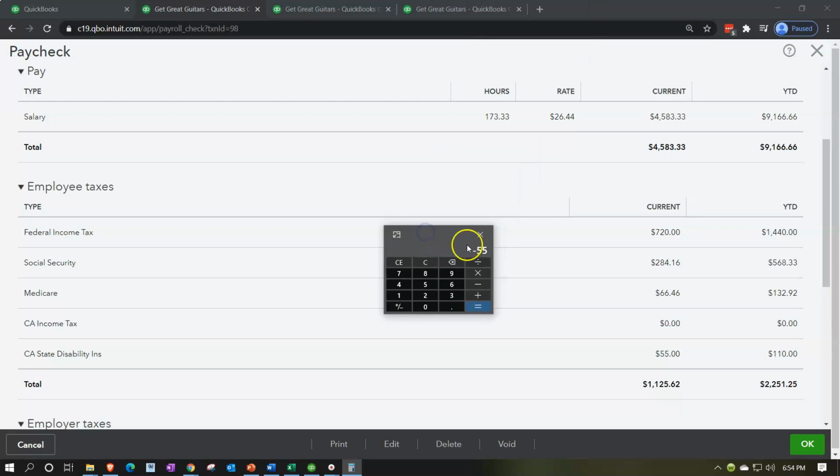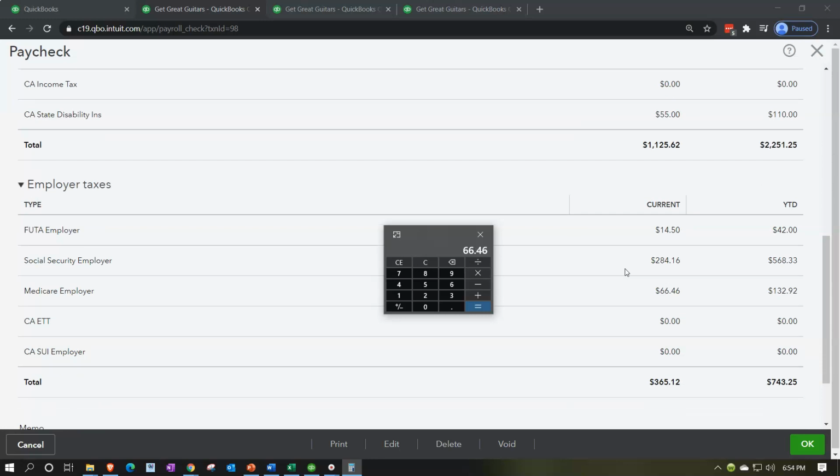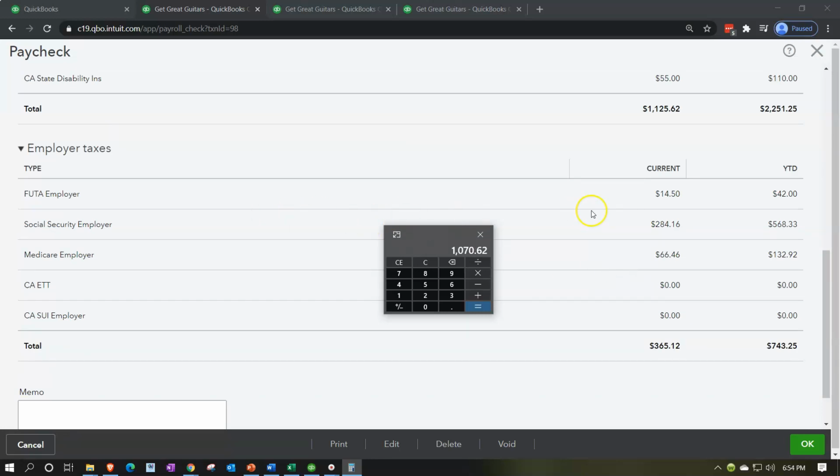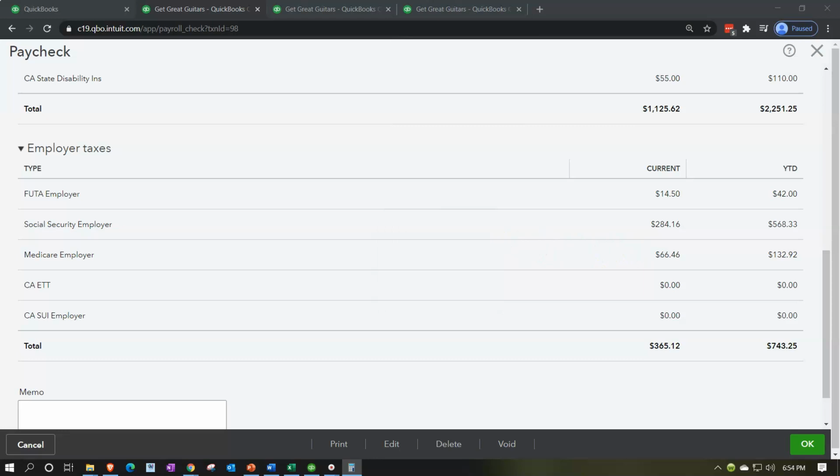If we're quarterly filers, it would be the federal income tax of the 720, plus the Social Security, the 284.16, plus the Medicare 66.46, and we'd have the employer portion of the Social Security, not the FUTA, because it's going to go on the 940, not the 941. So I think not that. We're going to say, then we have the Social Security again, matching 284.16, the Medicare, which is 66.46, plus 66.46. So we got the 1421.24. I think that's what the number was.